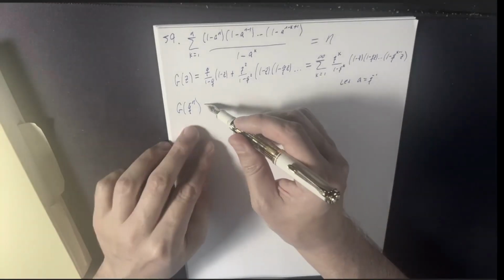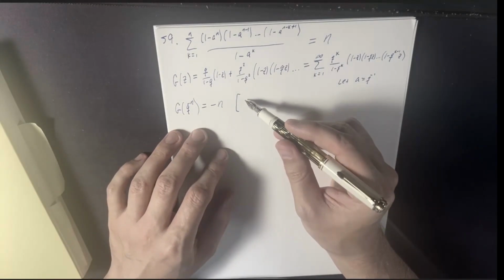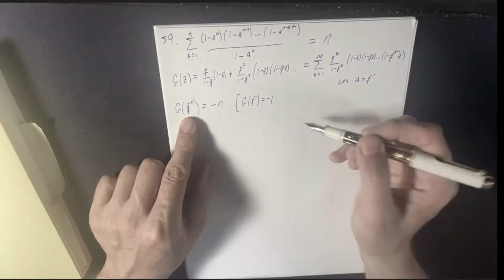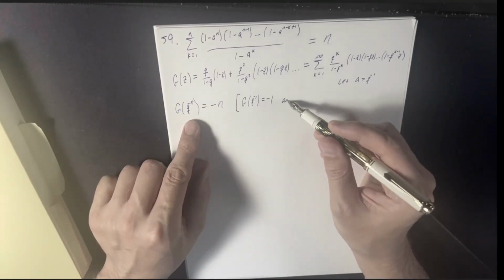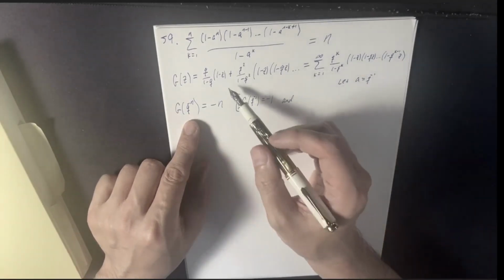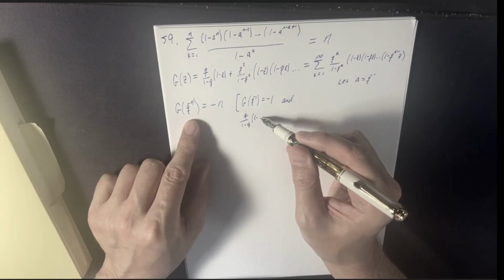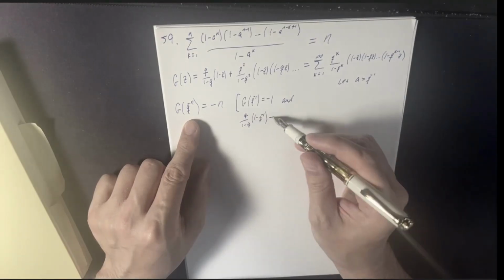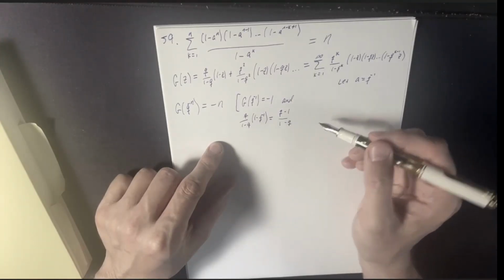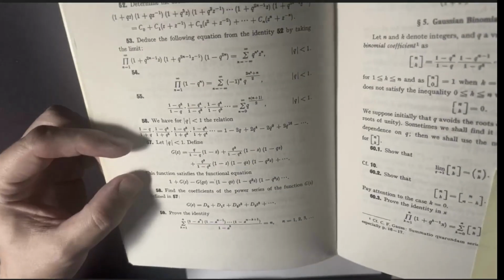But this actually equals negative n because, first of all, g of q inverse equals negative 1. If you plug in q inverse here, the second term is 0, so are all the rest of the terms. But the first one you get that, which when you distribute is just negative 1.